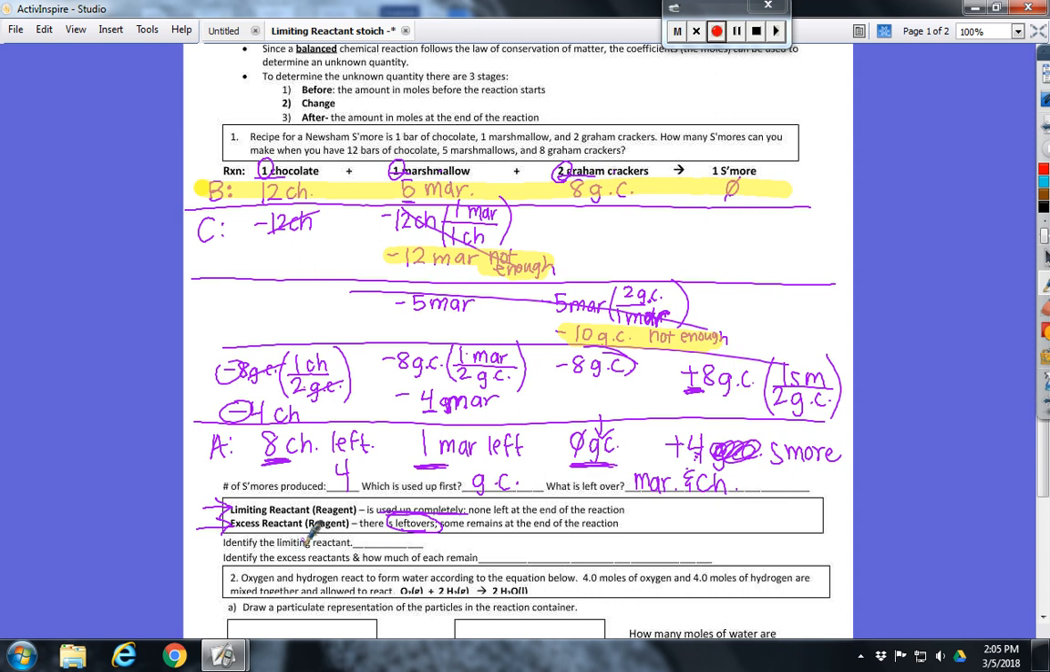So in this example, what was the limiting reactant? Yes, that's the graham cracker because it ran out first. And then how much excess reactant and how much of each do I have? And that's what we already figured out. We have 8 chocolate bars and we have 1 marshmallow left. Now this was just using something as simple as making s'mores to show you this table, and in our next example we'll actually use real chemistry.